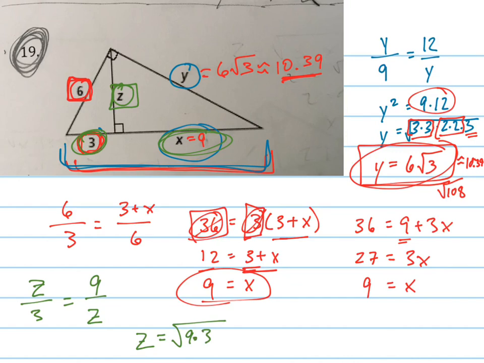Can you just do that in your calculator? Yeah, you can just do it straight like that if your teacher's okay with that. This equals 3 root 3 if they want an exact answer, or it equals approximately 5.2. Let me see if it's 5.20 or 5.1. And those are your answers.